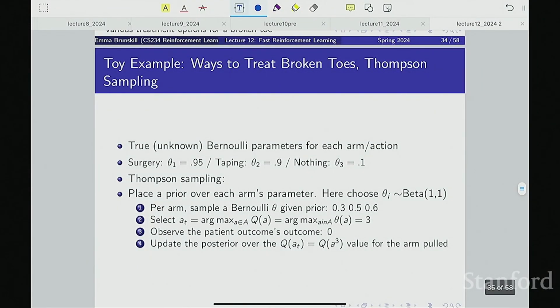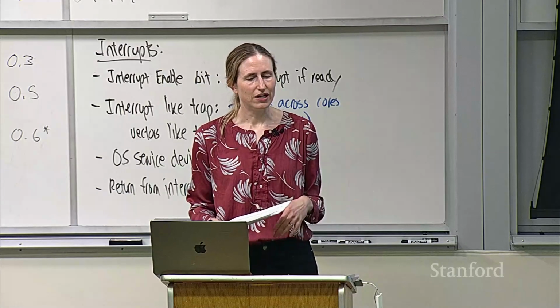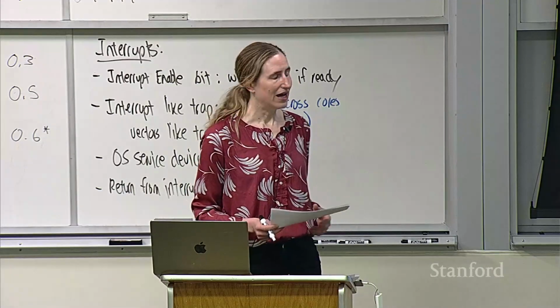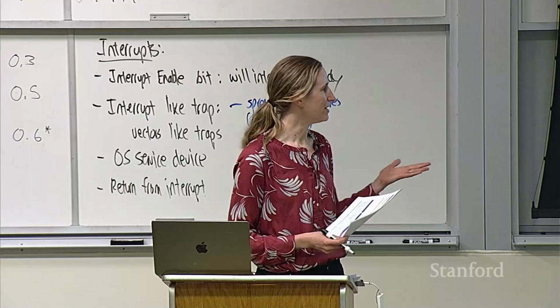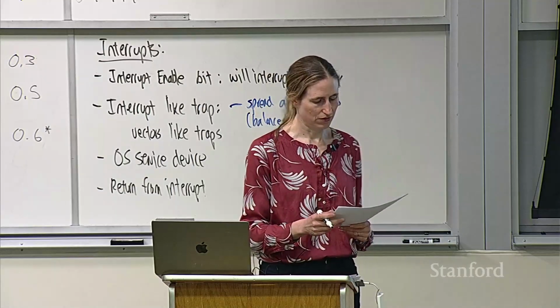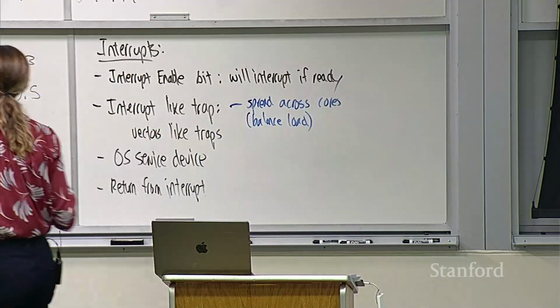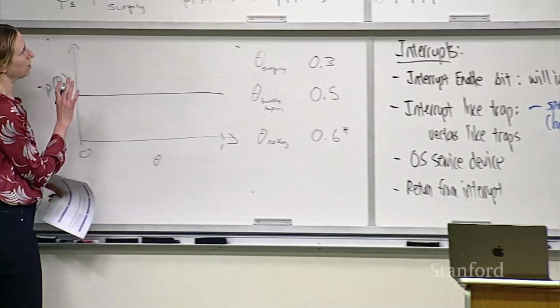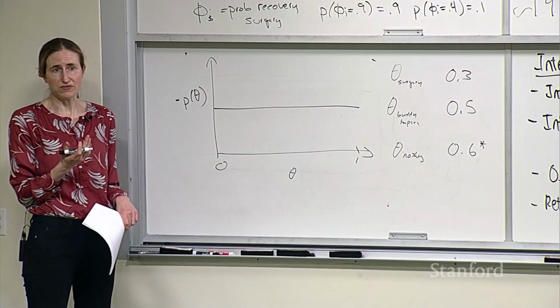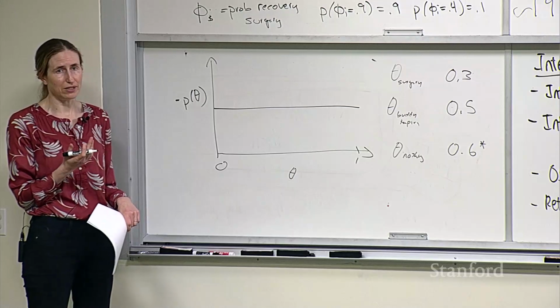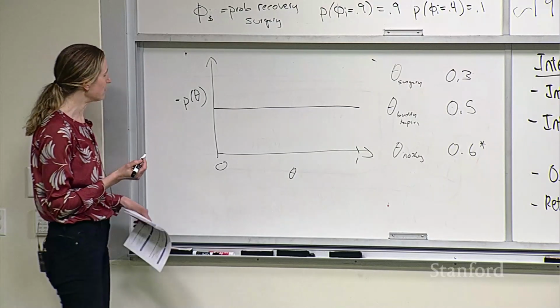All right, we're going to observe the patient's outcome. In this case, we're going to assume that doing nothing is actually not so effective, and so we're going to observe a 0. Now we're going to update the posterior over doing nothing, given that observation. The other two arms, their prior hasn't changed because we haven't gotten any observations about surgery or buddy taping. The only thing we've got an observation about is doing nothing.